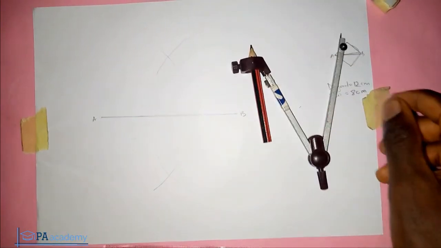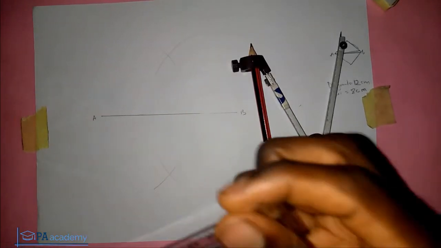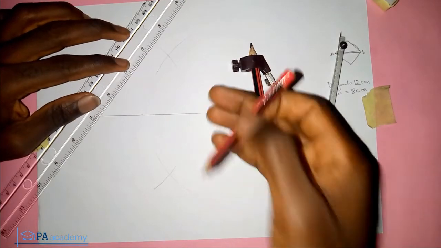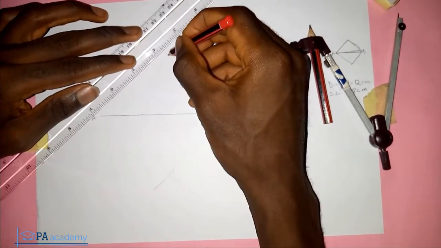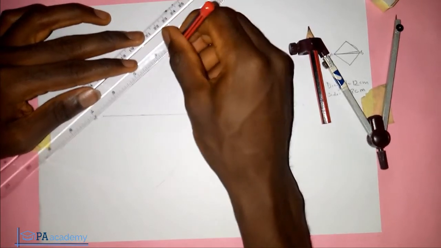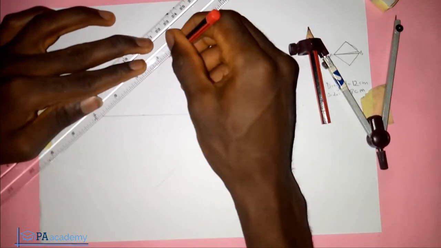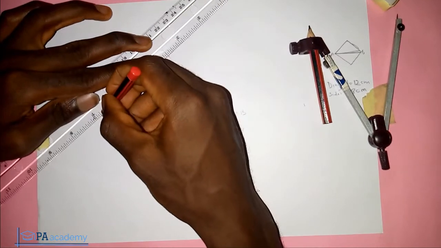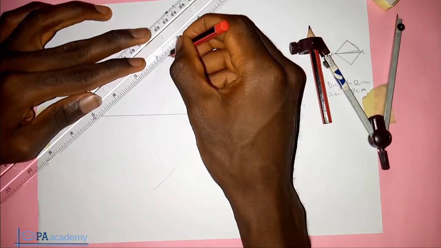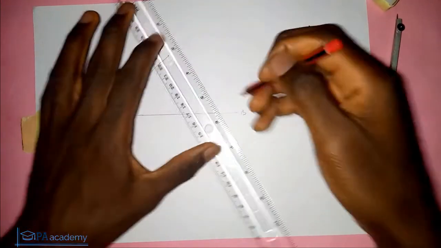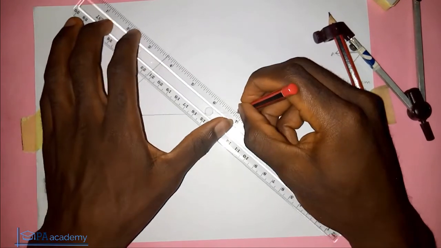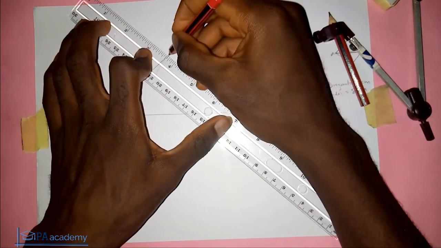So the next thing we are going to do is, from the one at the top, where both arcs intersect each other at the top, we are going to draw a line down to point A. We are also going to take from the one at the top and join it with point B.